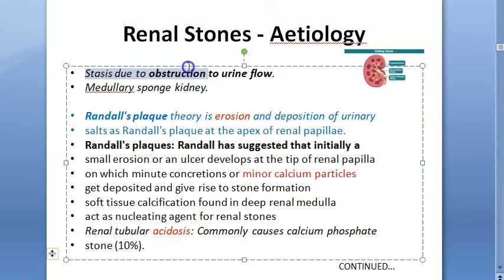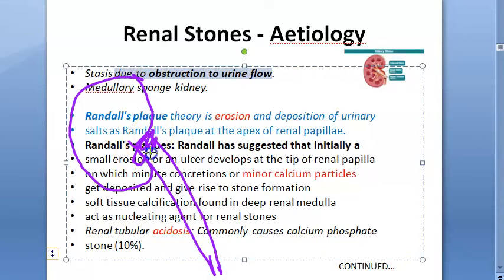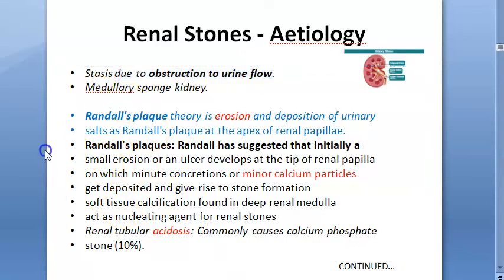So, where are we here? Stasis. What will happen due to obstruction of urine flow? If there is urine flow obstruction, so this is your kidney, there is a urine flow obstruction. So what will happen? There will be stasis of urine. When there is stasis of urine, urine will accumulate here for so long that it can cause stones. So supersaturation, crystallization and all, finally it will lead to stones.